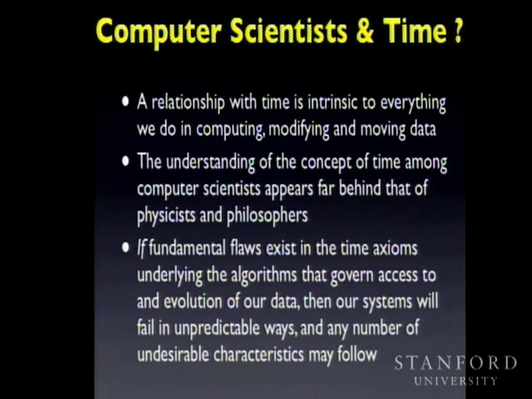If fundamental flaws exist in the axioms of time behind our distributed algorithms, then pretty much anything can go wrong. And what we will experience is that as we build larger and larger systems, more and more things will go wrong that we can't explain. Now, has anyone had any experience like that with large distributed systems? I certainly have, and it confounded me for the longest time.